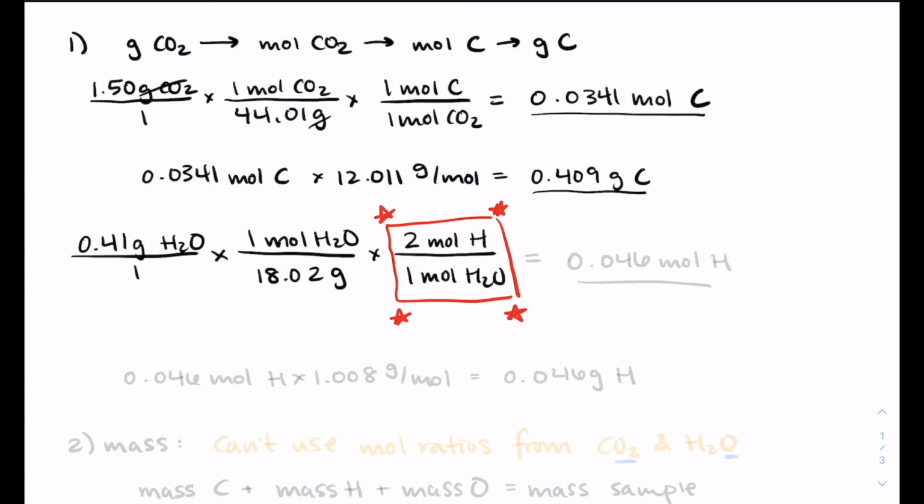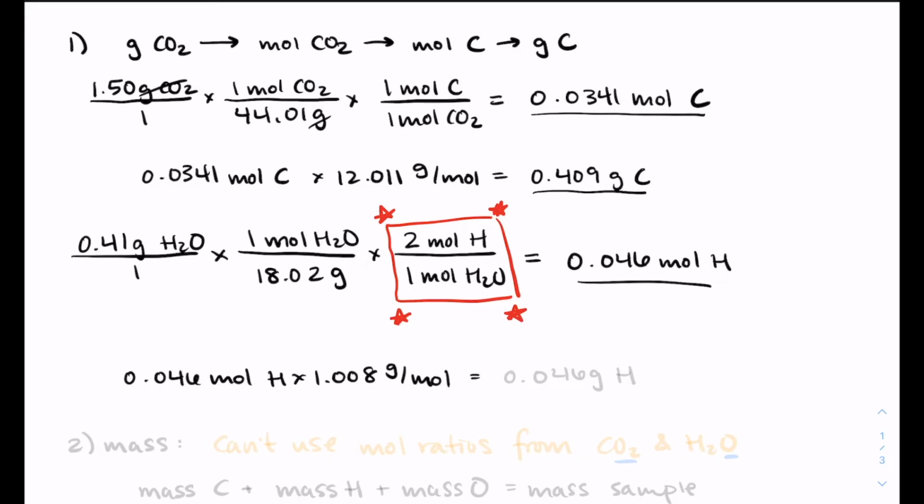There are 2 hydrogens for every 1 mole of H2O. You cannot forget the 2. You will absolutely go down some crazy paths and end up with weird answers and potentially end up with an unsolvable problem if you do not have the 2 in here. So 2 moles of hydrogen for every 1 mole of water. This would be 0.046 moles of hydrogen. Again, saving that mole value because I'm going to need it, and then converting the moles to grams because I will also need the mass value.